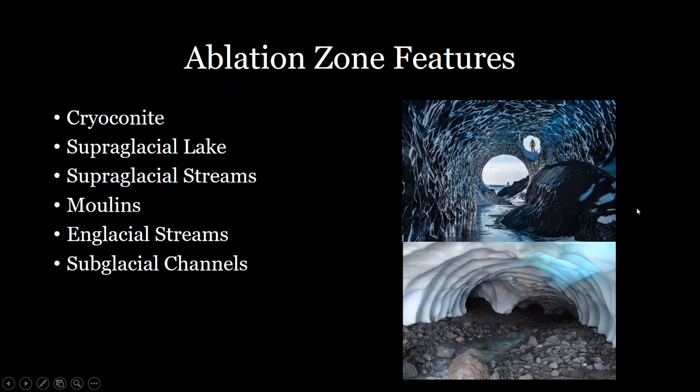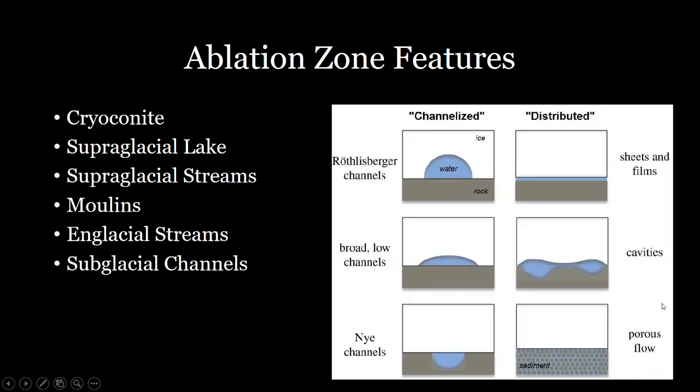And you can see these beautiful photos here of subglacial channels. So the water that reaches the bed will flow along the bed-ice interface and then eventually out to the terminus of the glacier. There's a number of different types of subglacial channels. Maybe the most common would be Röthlisberger channels.